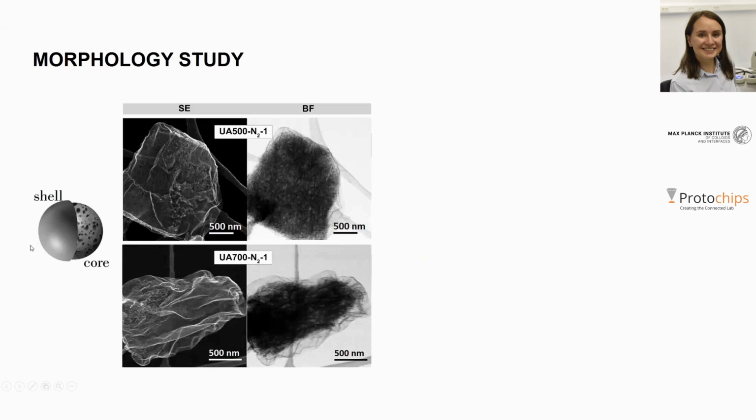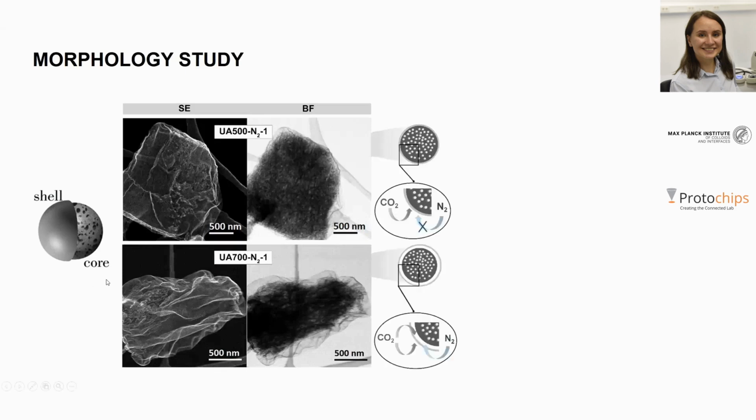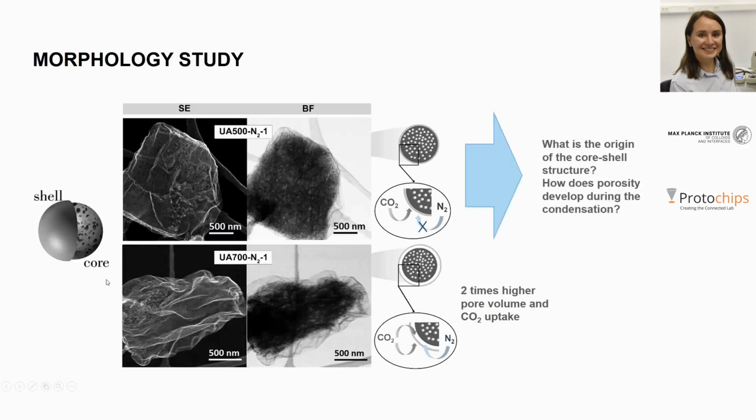Similar to the ex-situ study, we used a combination of secondary electron and bright field imaging to follow both the inner and outer structure of the particles. Once the temperature reached 250 degrees, we observed the first changes. Based on the secondary electron detector, particles started appearing porous on the surface.